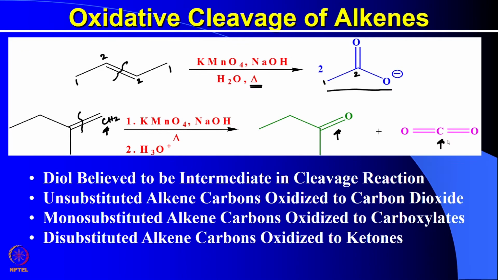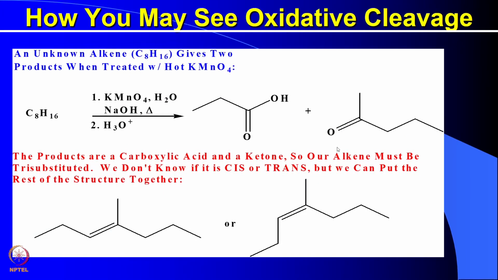So a diol is believed to be an intermediate in this cleavage reaction. Initially the diol forms and then the cleavage happens. Unsubstituted alkene carbons get oxidized to carbon dioxide, just like we see here, monosubstituted alkene carbons get oxidized to carboxylates, and disubstituted alkene carbons get oxidized to ketones, as we see here. So these things you need to remember, that different types of double bonds get cleaved to give you different types of products. Let us see with one example.